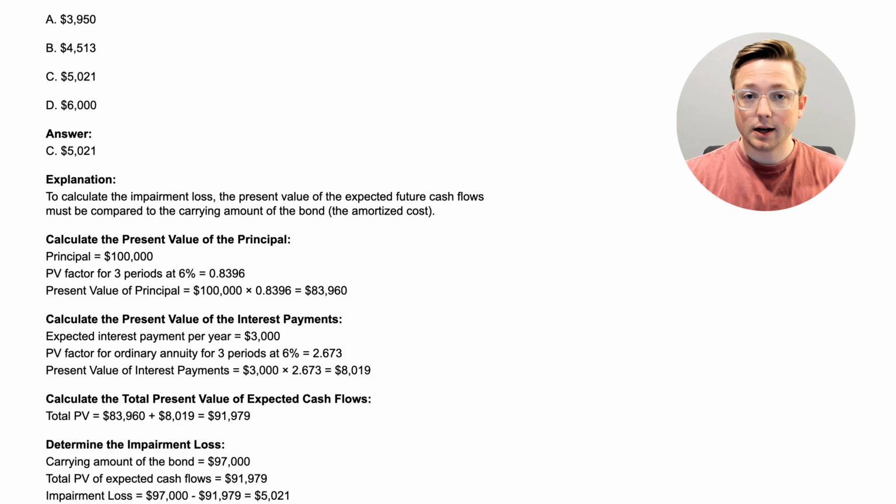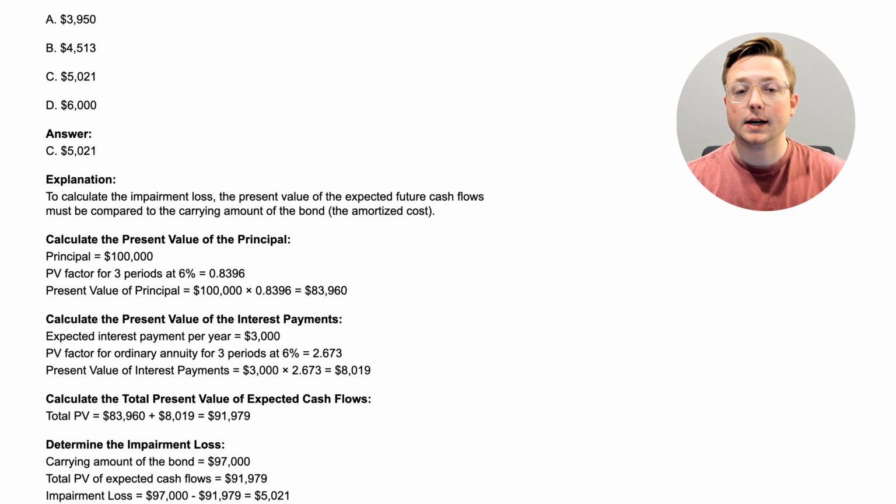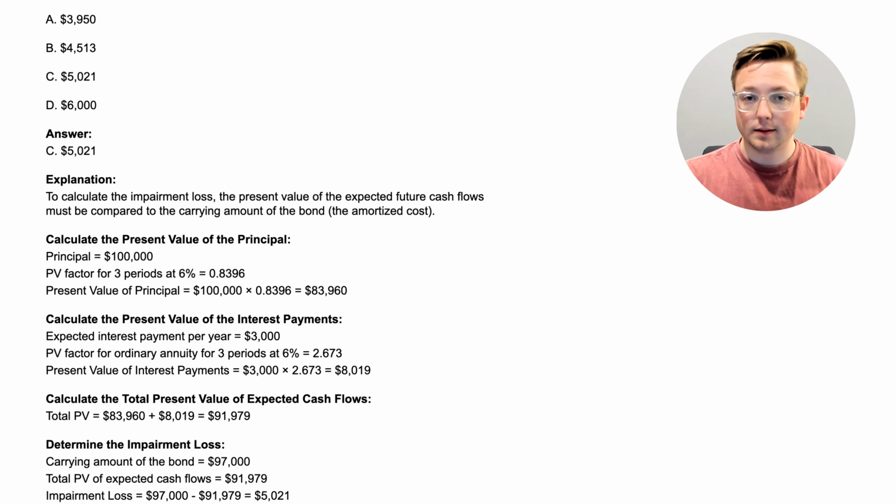If you've never seen anything like this before, we're going to explain it all right here. To calculate the impairment loss, and again, we're dealing with amortized cost investments, the present value of the expected future cash flows must be compared to the carrying amount of the bond. And that's the amortized cost, by the way. If you watched the previous video, we talked a lot about calculating that carrying amount, which is the amortized cost of these held-to-maturity bonds. So again, you are comparing the amortized cost or the carrying amount to the expected future cash flows, which is the present value.